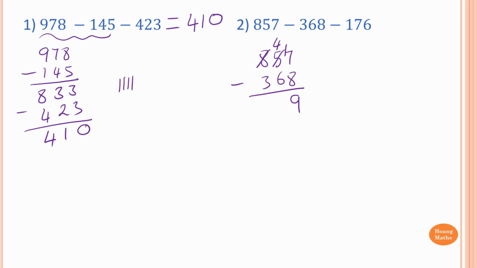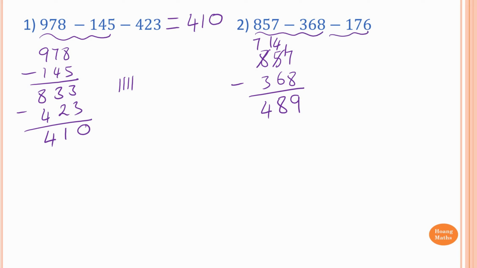4 cannot take away 6. So you borrow 1 from 8. So this becomes 7. And 4 becomes 14. So 14 take away 6. So 10 take away 6 is 4. You add another 4 on top, which is 8. And then 7 minus 3 is 4. So the answer is 489. So we're done with this.